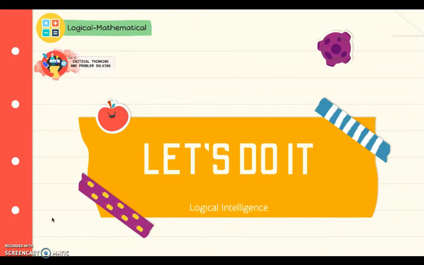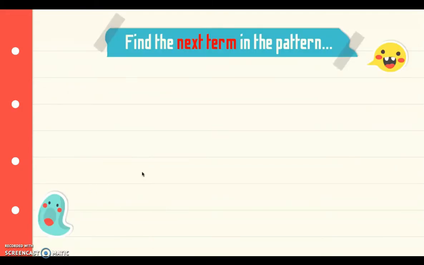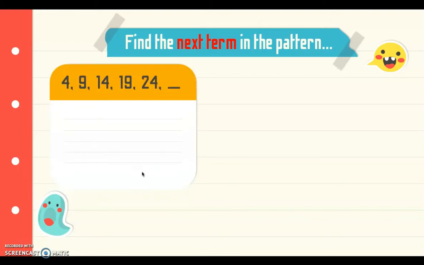Let's have more examples in finding the next term. Find the next term in the pattern. We have 4, 9, 14, 19, 24, and what's the next term? Now finding the missing term in the sequence starts with observing how the terms behave with respect to one another. That is by looking if there is a common difference or ratio between the successive terms. So we have 4, 9, 14, 19, and 24.